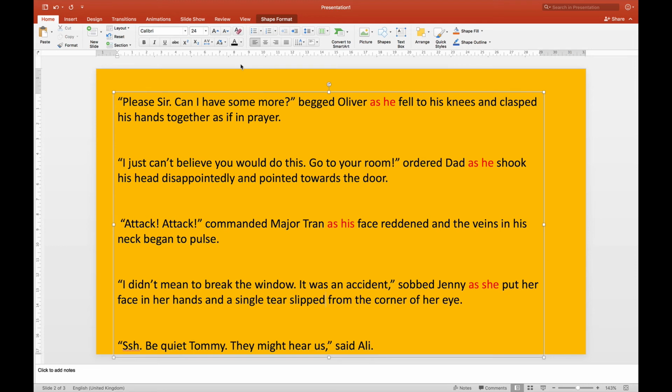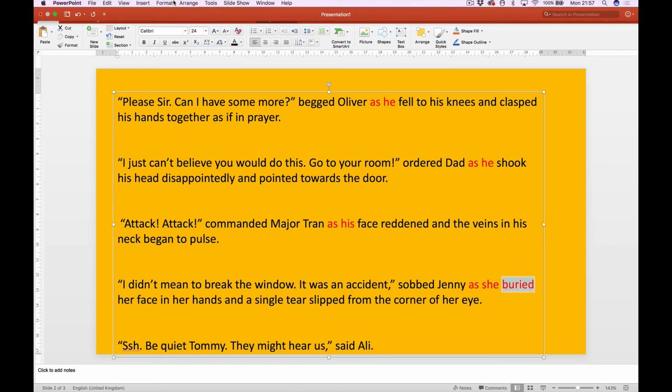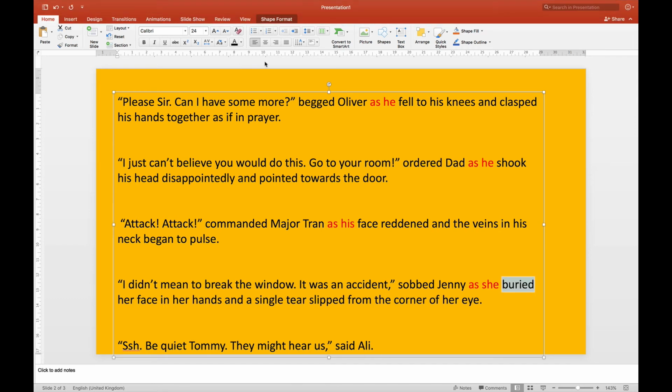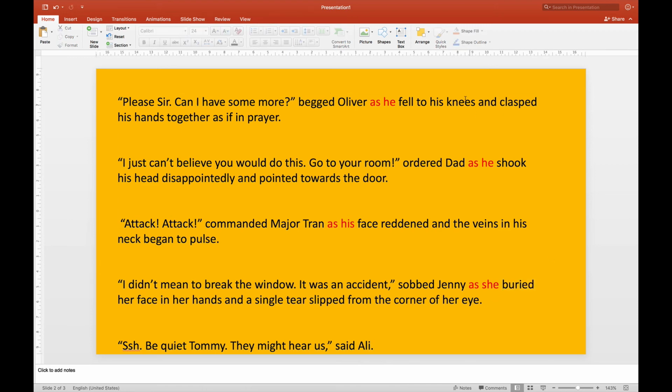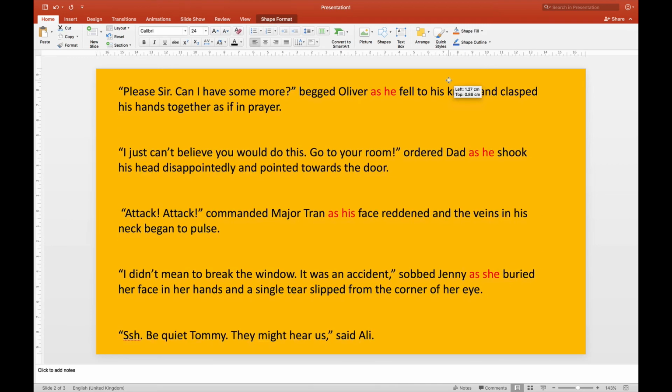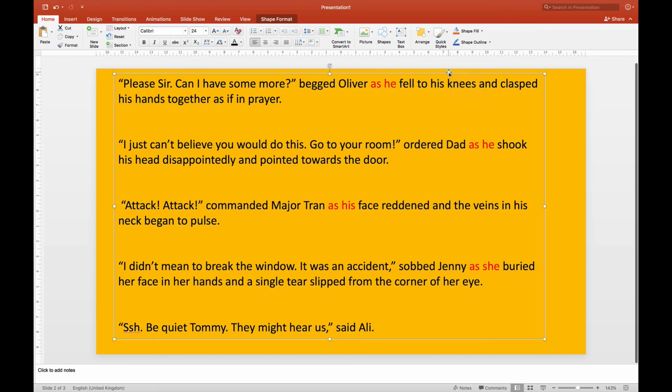Put, that doesn't quite sound right either, does it? As she put her face in her hands. What could be better than put? As she buried. That's better, isn't it? You know, if you're really upset, you don't just put, you actually push your face into your hands. And when you're disappointed or upset. And there we go. Job done. Dead easy, this, isn't it? And it really brings your speech to life.